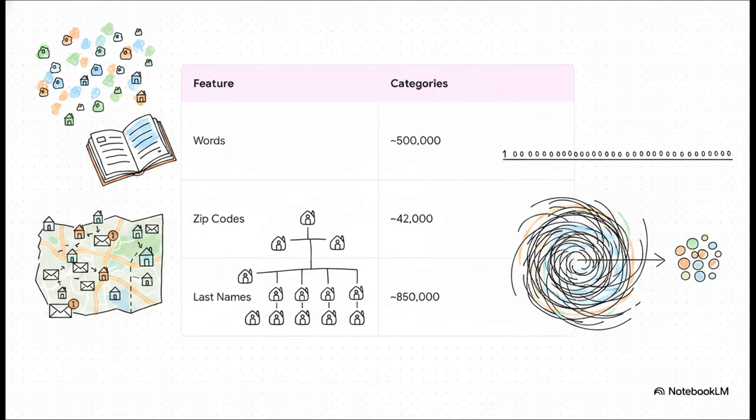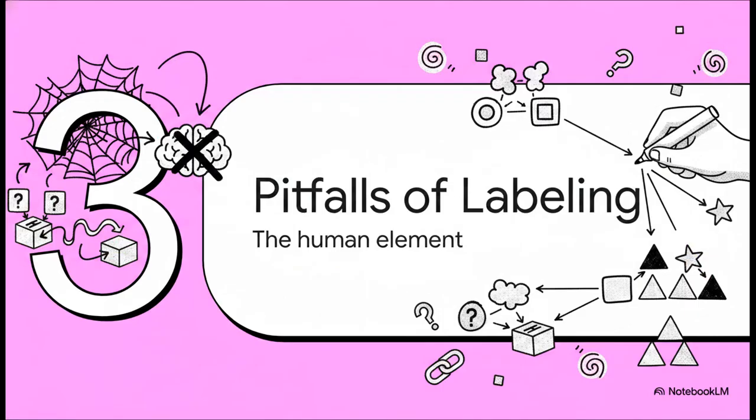If you tried to build a one-hot vector for a German last name, you would have an array of 850,000 elements with exactly one single 1 and 849,999 zeros. That breaks down so fast because the computational training costs are just immense. So for data this massive, ML experts bypass one-hot encoding entirely. Instead, they rely on dimensionality reduction techniques, things like embeddings or the hashing trick, to make it manageable. Moving right along to section 3, the pitfalls of labeling.